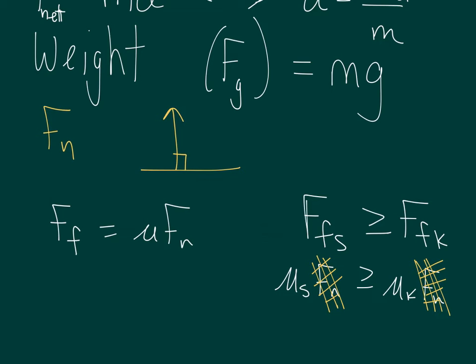Okay, so the weight of an object is also directly related to the force of friction, but it's not obvious. It's not obvious because it's not in the equation here. You see what I'm saying? The more weight an object has, the more friction it will have between the object and the surface.